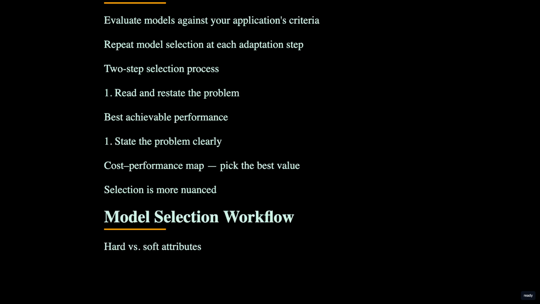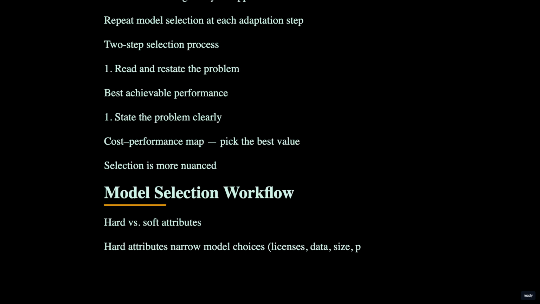Distinguish hard attributes, things that are impossible or impractical to change, from soft attributes, things you can change and are willing to. Making this split clarifies where to invest effort, sets realistic expectations, and guides model adjustments. Hard attributes come from model provider decisions, for example, licenses, what data the model was trained on, and the model's size, and from your own policies like privacy or control requirements. These constraints can quickly eliminate many models from consideration, so identify hard attributes early when selecting candidates.